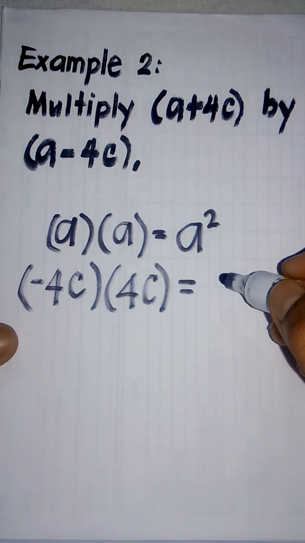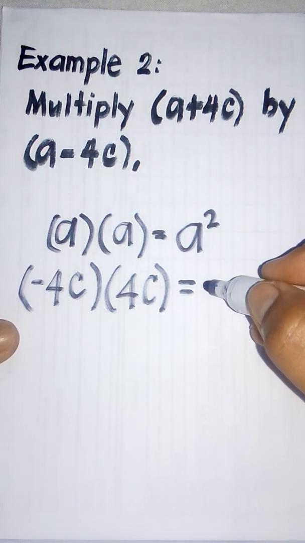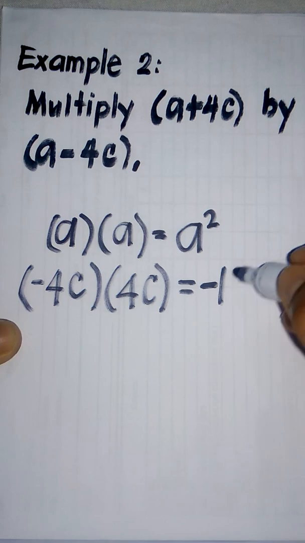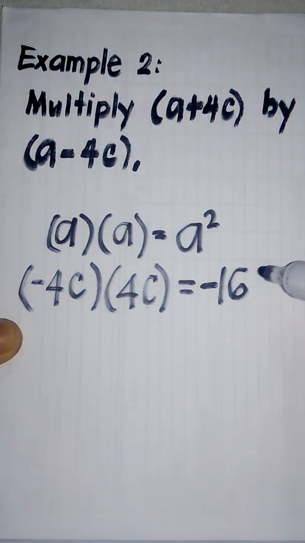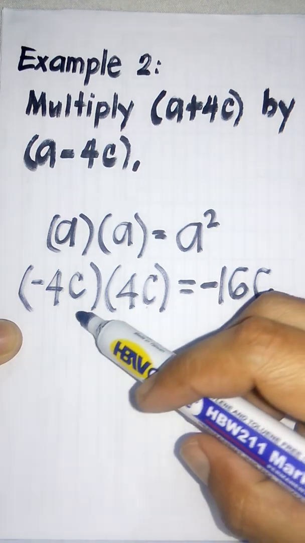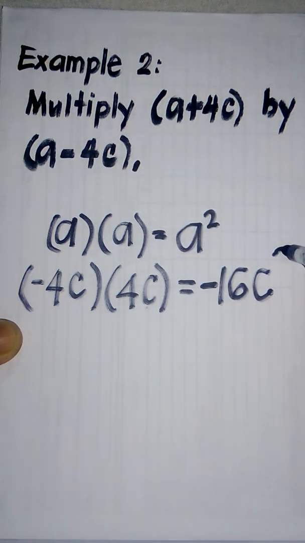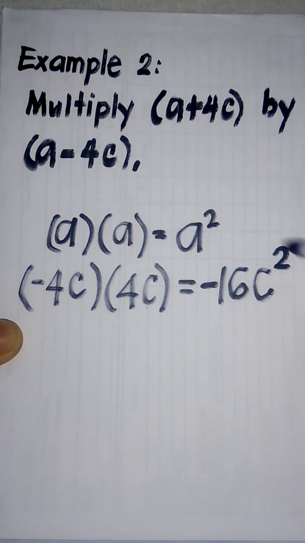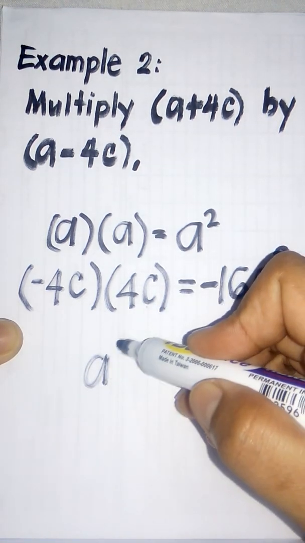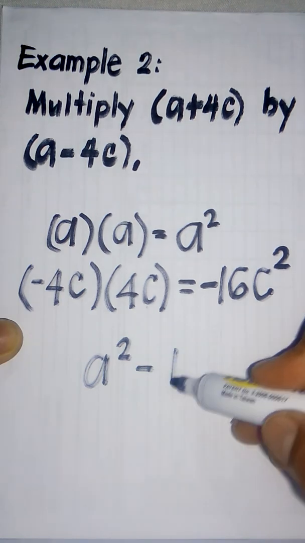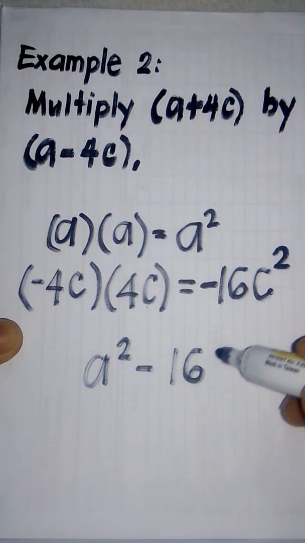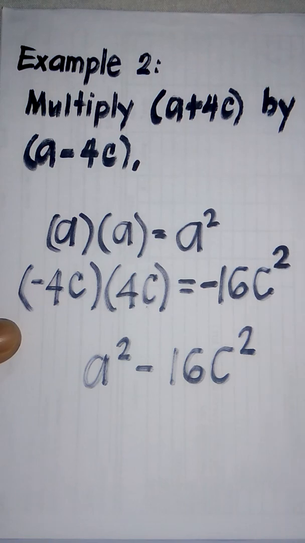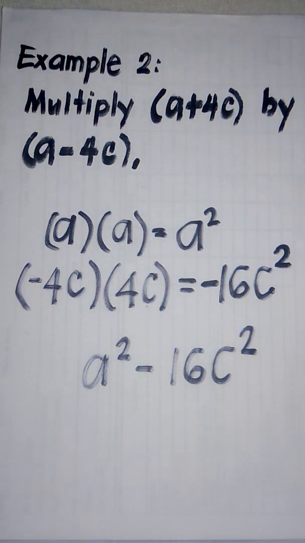Again, if they have different signs, the answer should be a negative number. So negative 16. And don't forget the variable. Since we have two c's here, there will be an exponent which is 2. Now, the final answer is just getting this and this. So it will be a squared minus 16c squared. And this is the final answer. Okay, let's have another example.